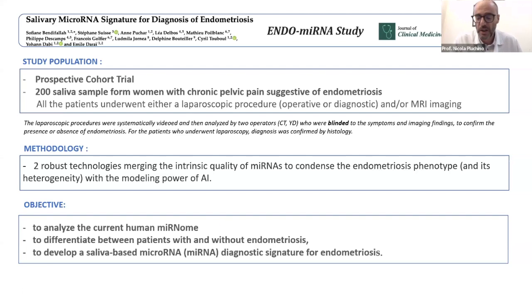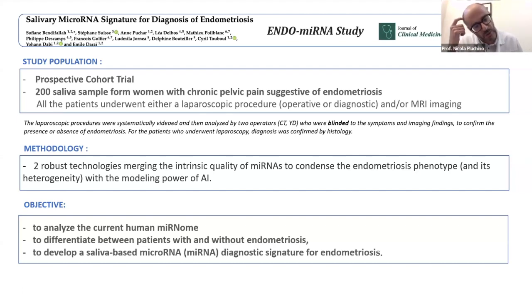That is a prospective core trial that investigated the microRNA content and expression of 200 women with symptoms suggestive of endometriosis, who were in pain at enrollment. The majority of that pain was associated with dysmenorrhea. And that study is innovative from two perspectives.